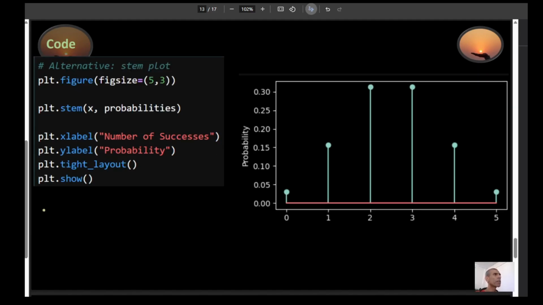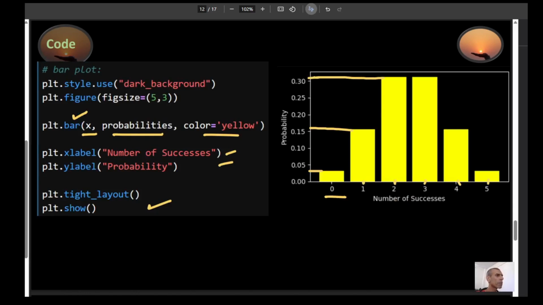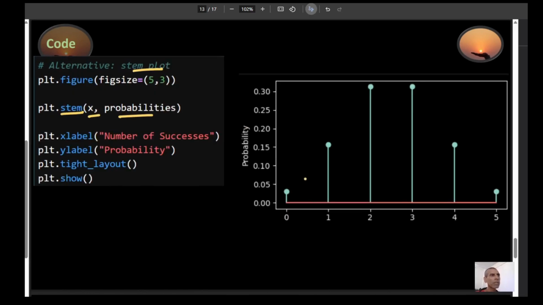You can also do the same thing using a stem plot. In a stem plot, all you have to do is call plt.stem, supply your x, supply your probabilities, and this will give you exactly the same result. Some people prefer bar plots, some people prefer stem plots. They give you a slightly different visual representation of the same data. So here, this is the probability of getting 0, the probability of getting 1, the probability of getting 2, and these are your probabilities over here.